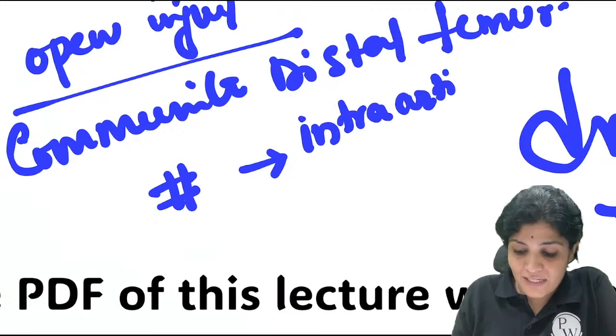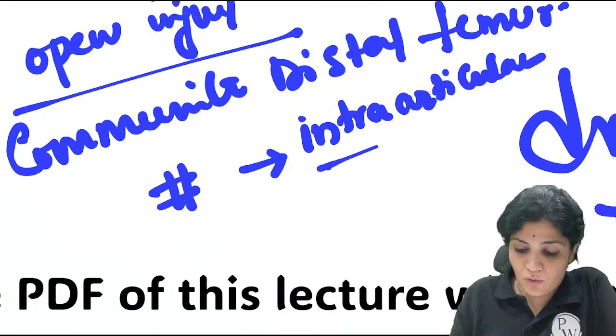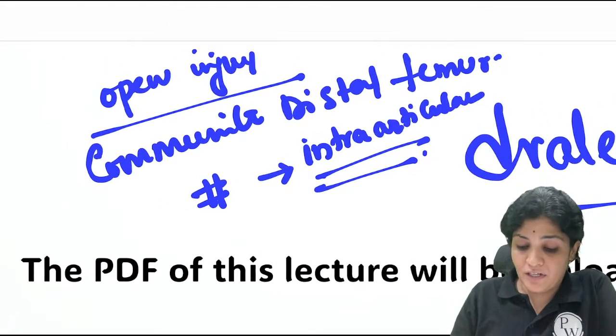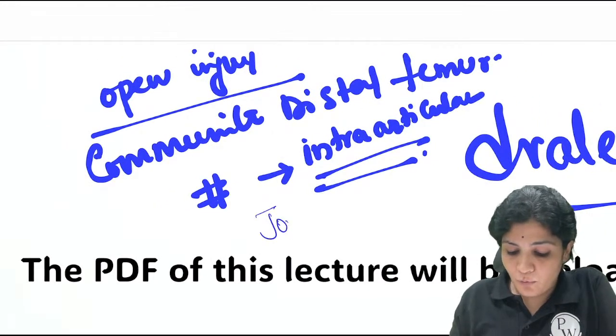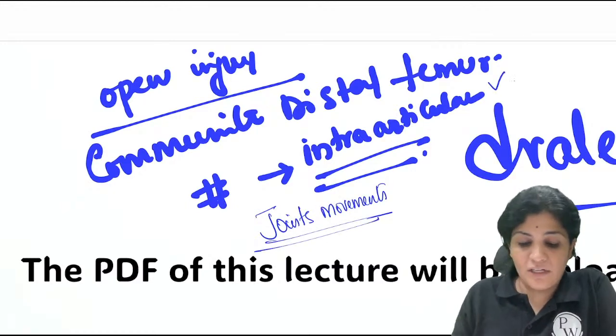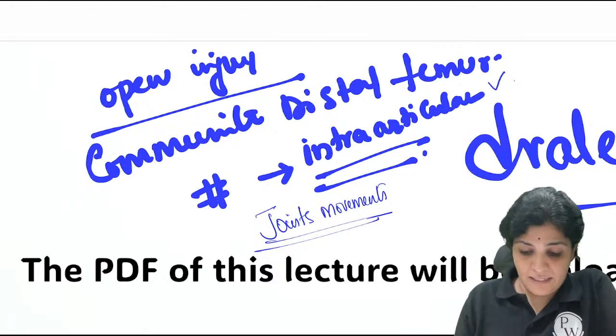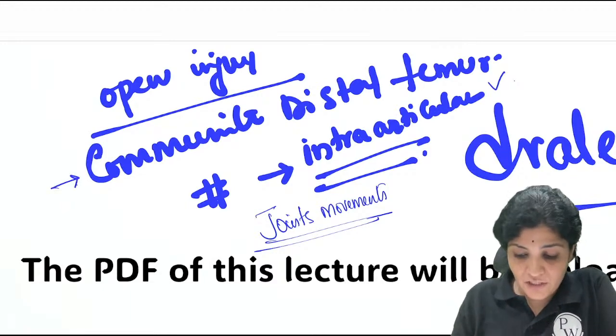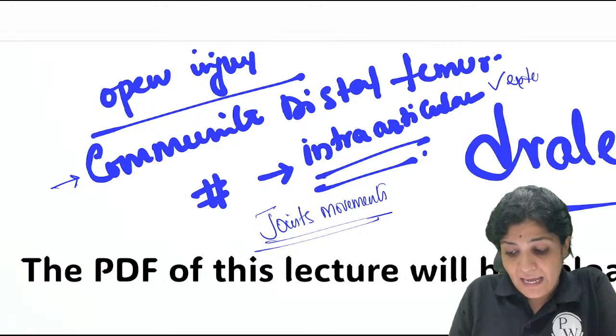So this is what I was expecting as the answer. Whenever something is intra-articular, it gains importance because the joint movements can be affected. If something is intra-articular, we need to treat it vigorously. So the answer for that is the comminuted distal femur fracture, which has intra-articular extension.